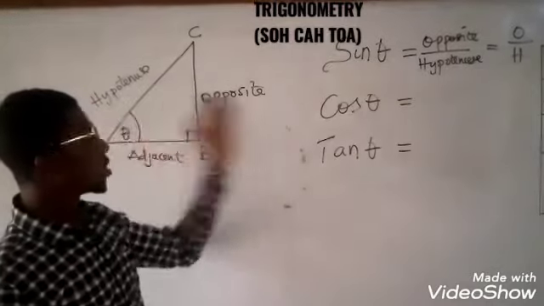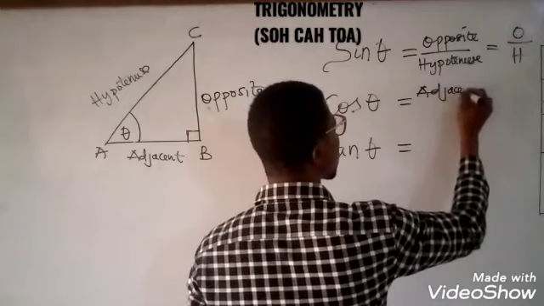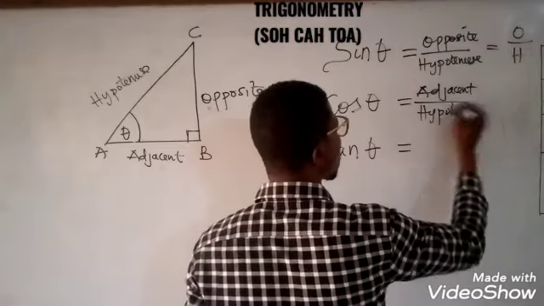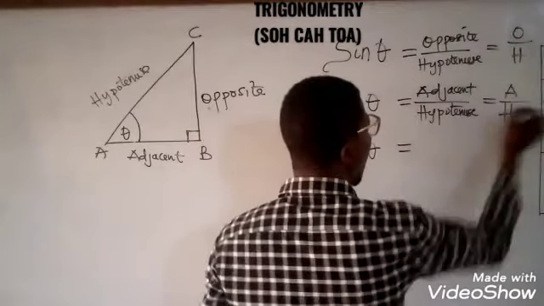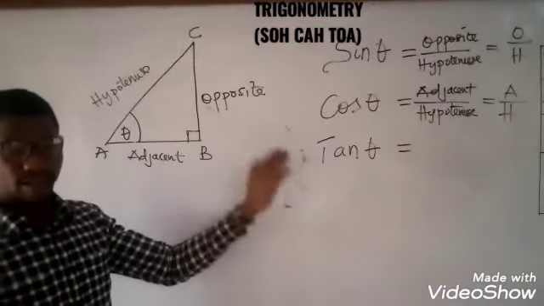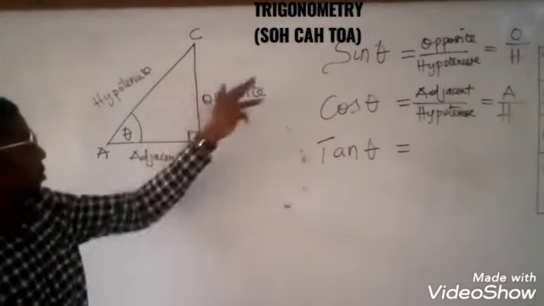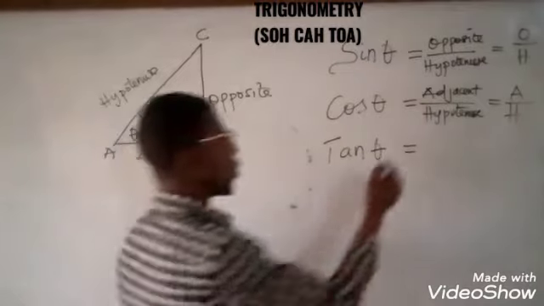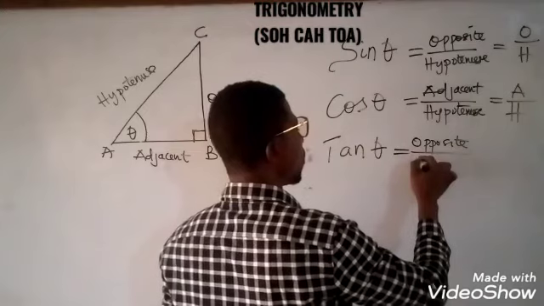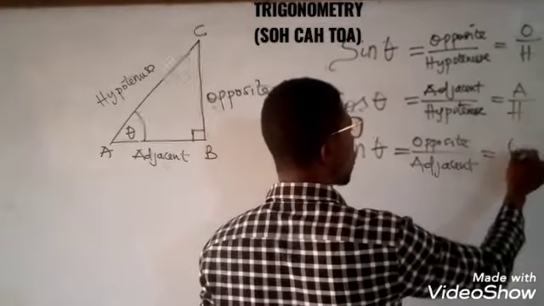So cos theta is adjacent over hypotenuse, whose initials are this. We have the tan. Tan is opposite over adjacent. So opposite over the adjacent, whose initials are O over A.